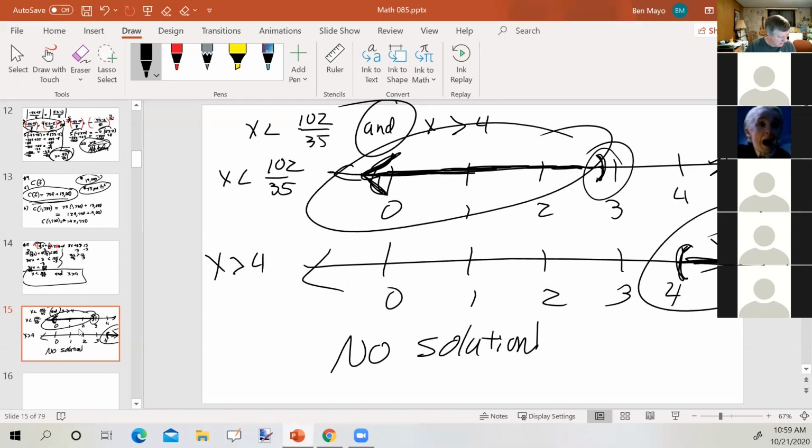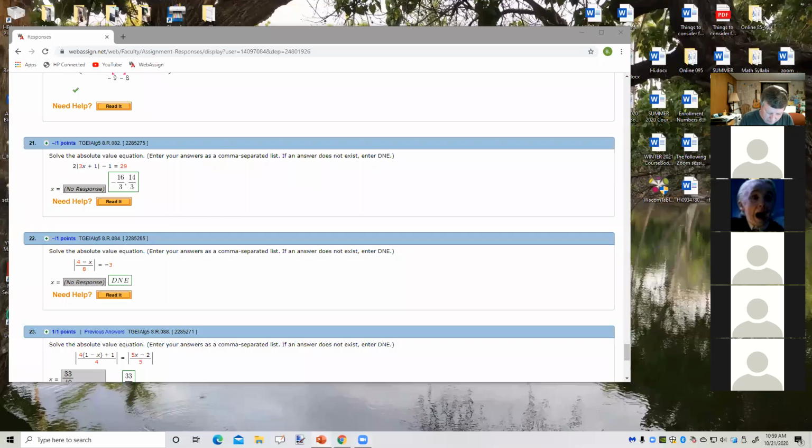Let's see. That takes us to number 21, I think. Yeah, 21. All right. So here, we're still in the chapter review. This is number 21. Again, if I do a problem that I've already done with the same numbers, please let me know. Solve the absolute value equation.